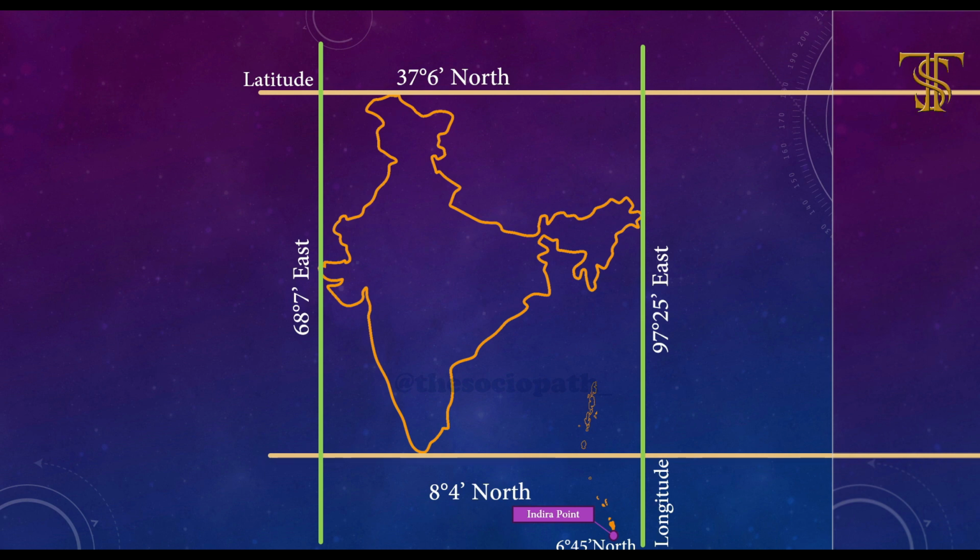This is the southernmost tip of India. Here we are taking north because latitudinally India lies in the northern hemisphere. The longitudinal extent of India starts from 68 degrees 7 minutes east to 97 degrees 25 minutes east. So this was the latitudinal and longitudinal extent of India.